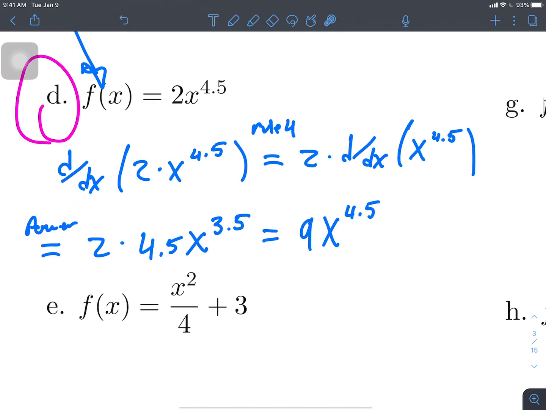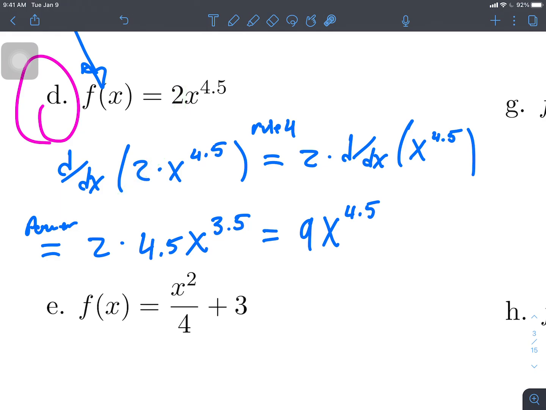Okay, so what's the point of this? The point is the constant really just hangs out. If I want to find the derivative of this thing, all I have to do is leave the constant alone and make sure I carry it all the way to the end. But other than that, I just need to do the derivative of x to the 4.5. Any questions on that one?